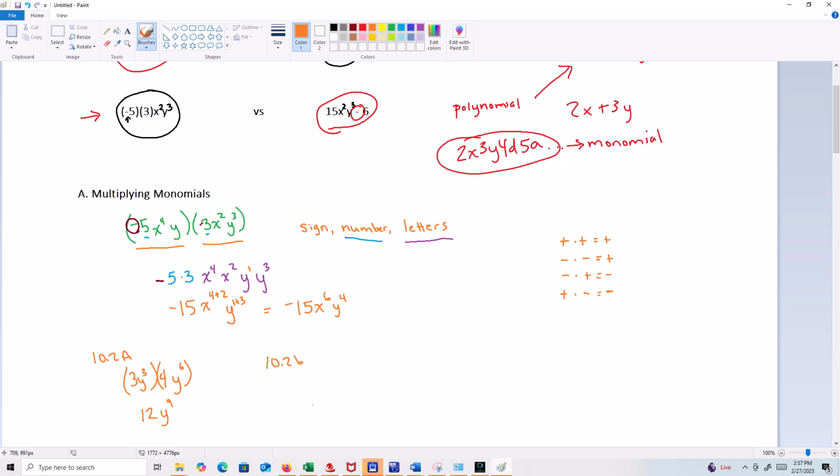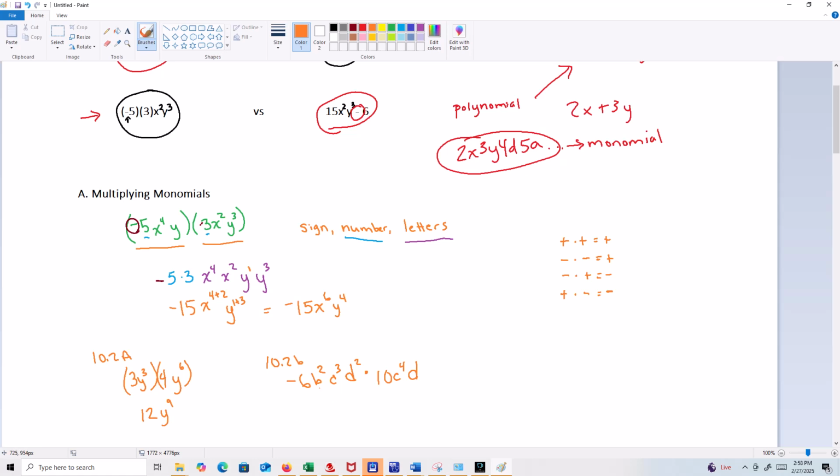10.2b, we have negative 6b squared c cubed d squared times 10 times c to the 4th times d. Notice the difference in 10a and 10b. In 10a, they used parentheses to show multiplication, and in b, they used a dot to show multiplication.